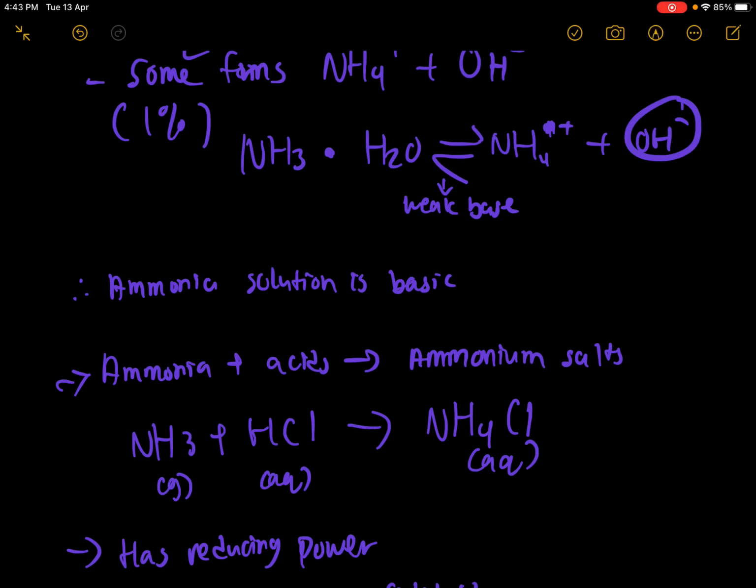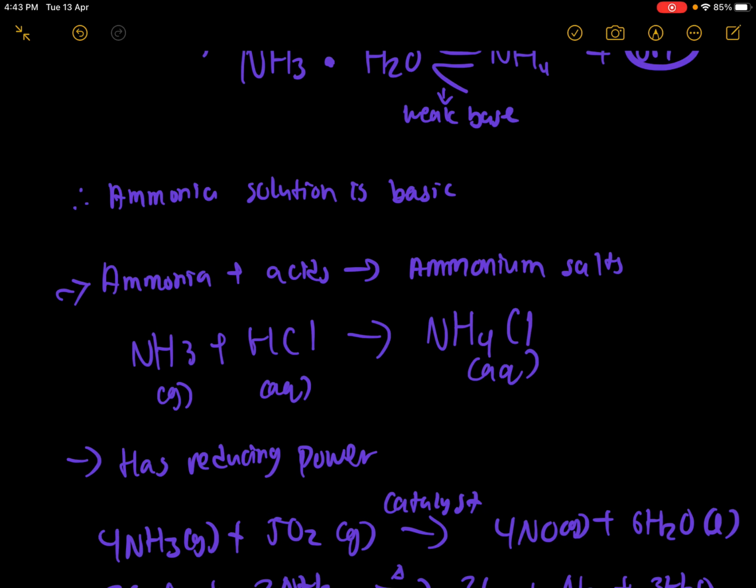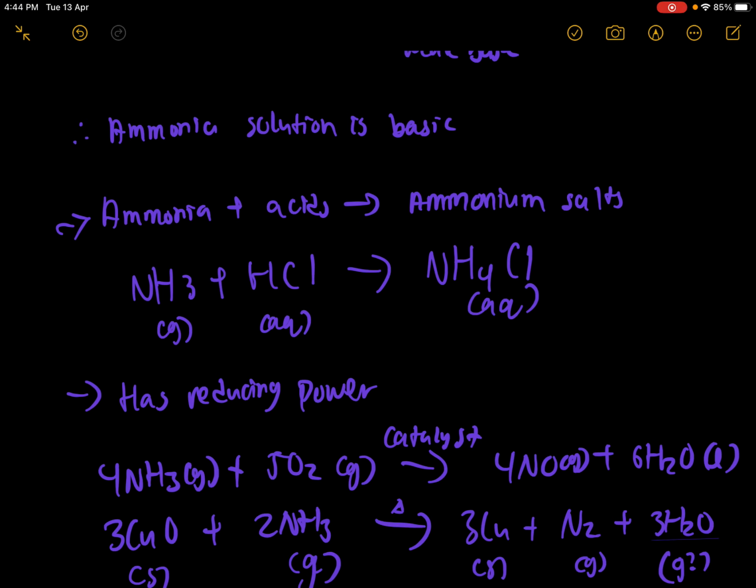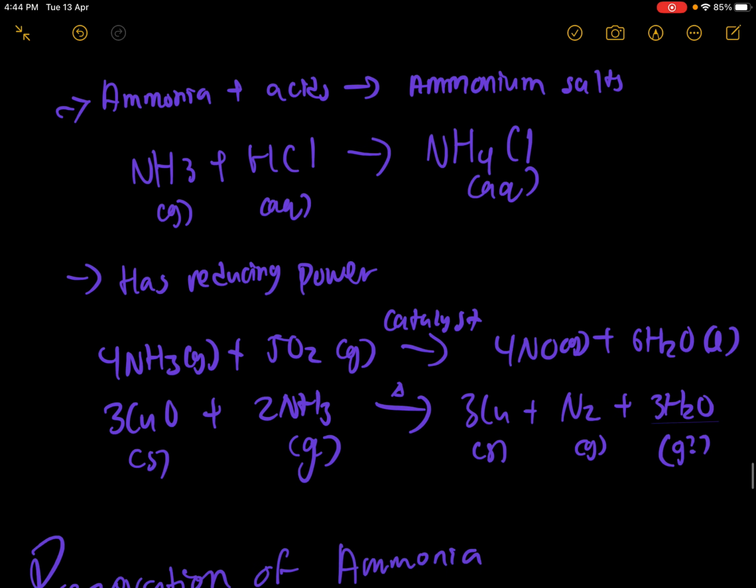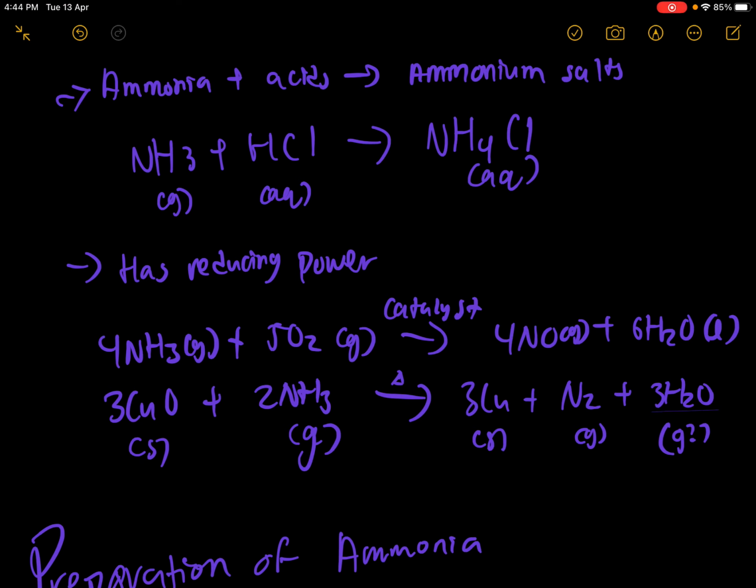So since we have OH minus here, we can conclude that ammonia solution is basic. Since it's basic, ammonia solution can react with acids to form ammonium salts. And bases can also react with salts to produce salt and another base and another salt, if I remember correctly. So also, ammonia has reducing power because of the same thing again. It's something to do with this nitrogen.